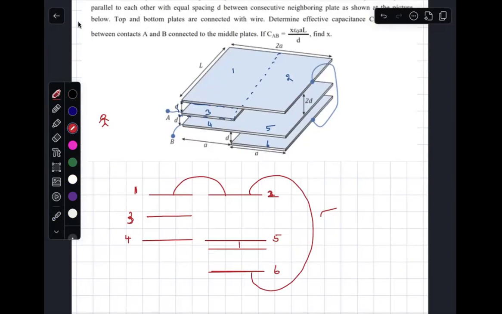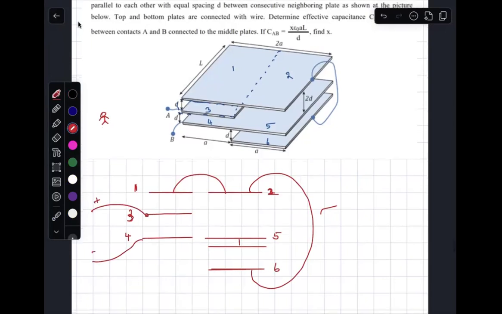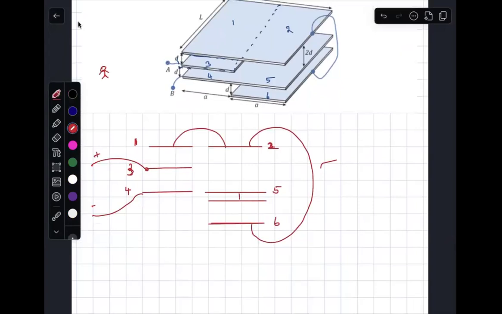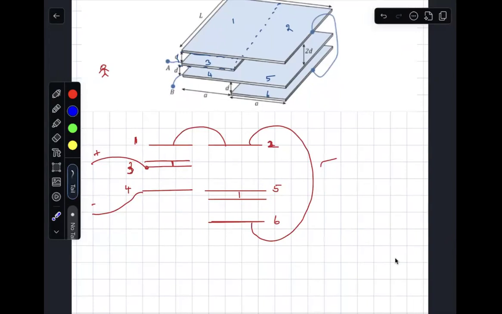And actually, A is given. A means actually plate 3. This is positive plate and this is negative plate. Right, hold on. This you should further modify like this. The entire arrangement is plate 3. This entire arrangement is plate 5. Right. So this is how I have managed the circuit.